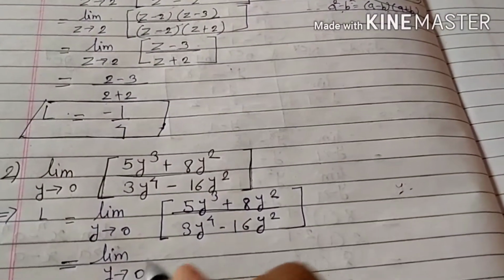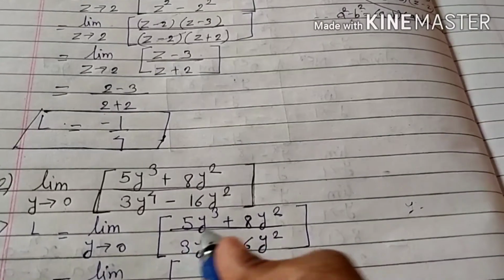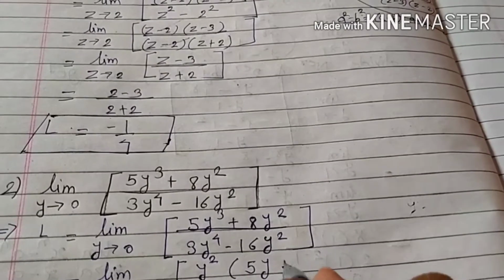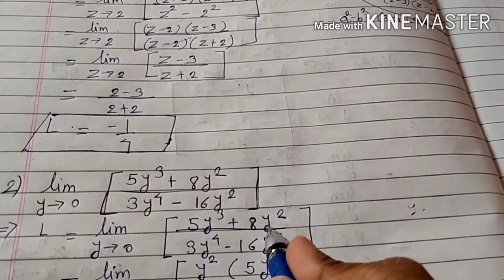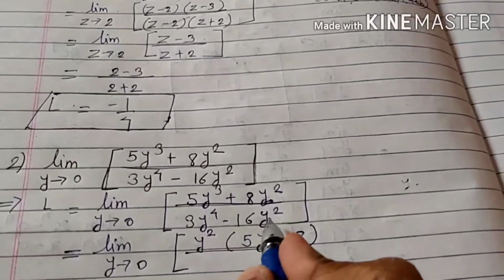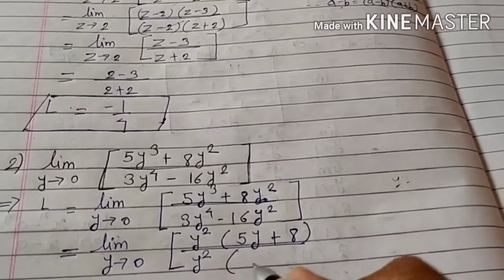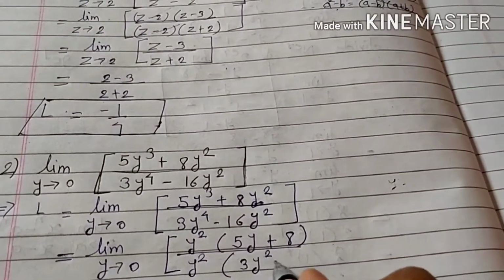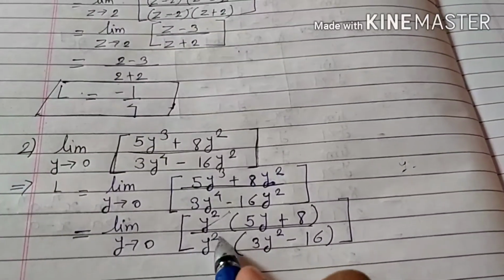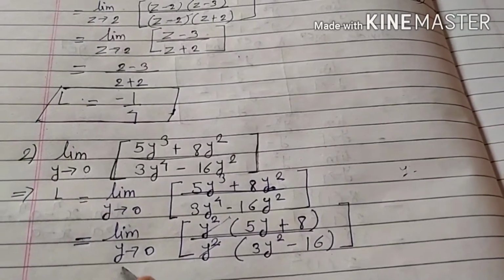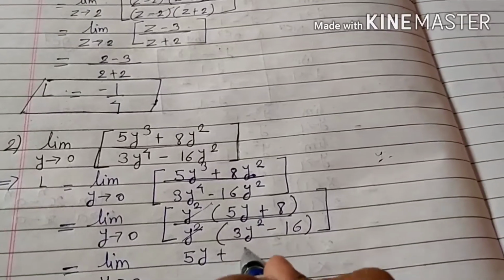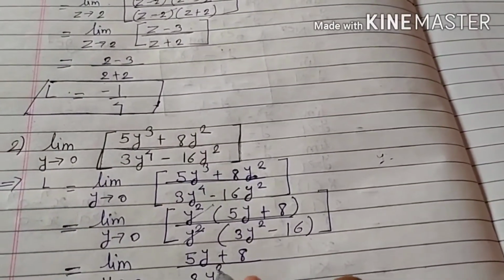So in this step you can observe that y square is common. So take y square common, write the remaining 5y plus 8. When you take y square common, then here only 8 remains and here 5y remains. Upon here also y square is common and the remaining terms are 3y square minus 16. Now this y square gets cancelled. So limit y tends to 0, write the remaining terms, which is 5y plus 8 upon 3y square minus 16.